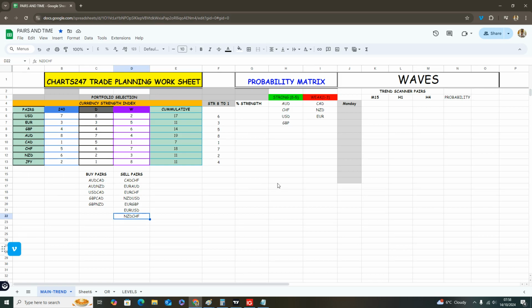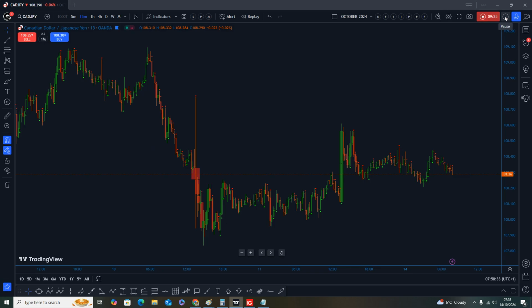So the analysis will come from high probability pairs, which I'm going to do using the scanner. We normally run the scanner to give us pairs that are uptrend or downtrend in these pairs. Then we can pick them up and use those ones as the focus pairs that we trade today. And that is basically what we do. So I'm going to do that quickly.